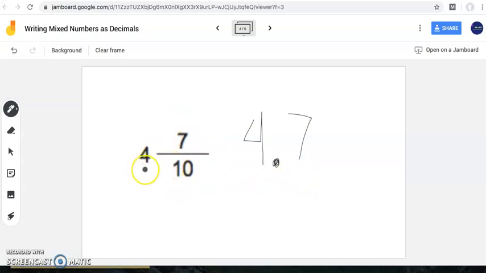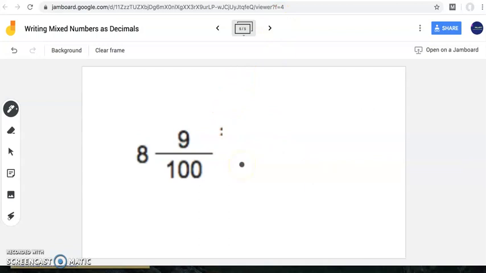So notice here my whole number is 4, which is the digit to the left of my decimal point, represents my whole numbers. And 7/10 is representing 7/10 here, which is the digit right after my decimal point.